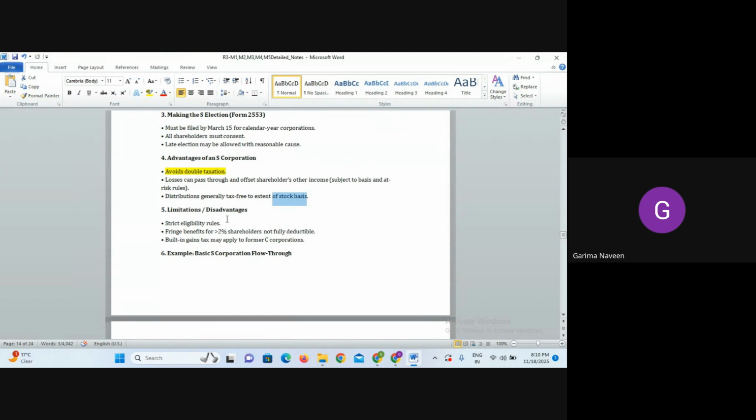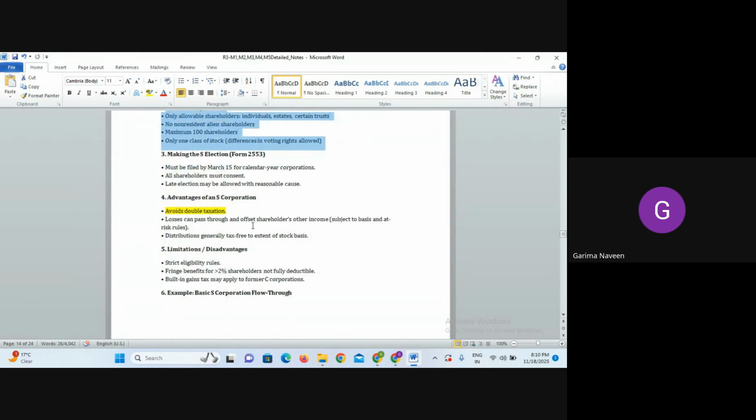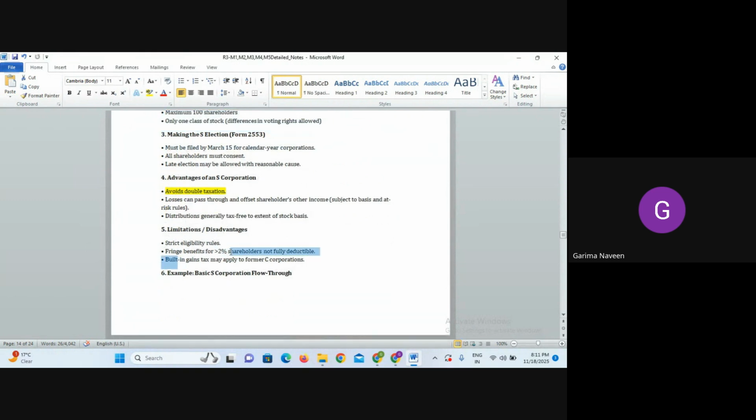Certain limitations are also there, that they have strict eligibility rules. That means if you are not able to fulfill any of the criteria, your S corporation status will be terminated. Losses can pass through and offset shareholders' other income. Fringe benefits for greater than 2% shareholders are not fully deductible.